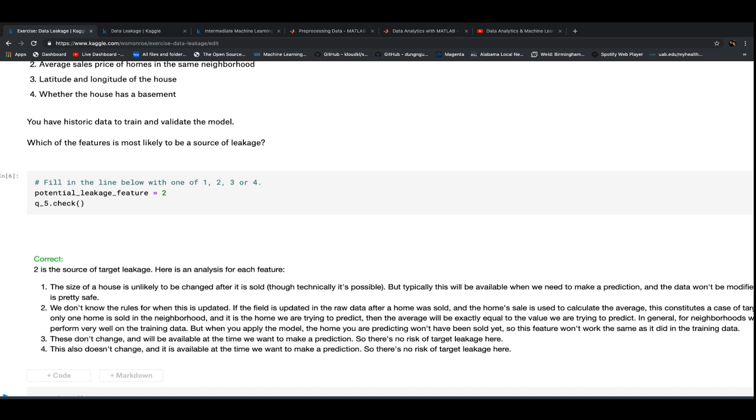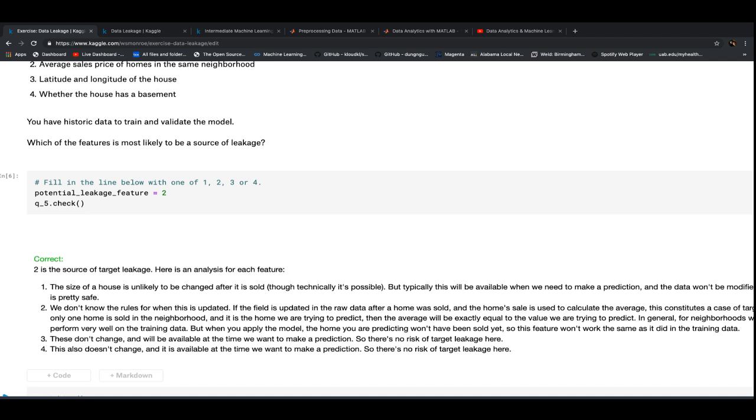So let's see. The size of the house is unlikely to be changed after it's sold, and typically available when we need to make a prediction. Great. We don't need the rules for when the average is updated. The field is updated in the raw data after a home is sold, then the home sale is used to calculate the average. So again, this is like the surgeon thing. If you're talking about potentially using the price from the home that sold to predict the price of the home sold, then that's target leakage.